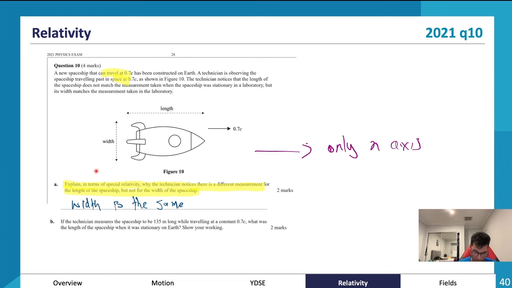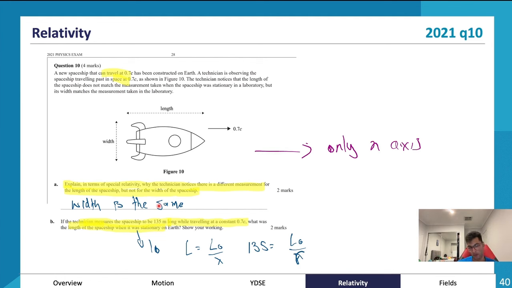The second question is asking, if the person on the spaceship measures the length to be 135 meters, what is the length when it is stationary? So when it's stationary, that should be keywords for L0. We know the length L is equal to L0 divided by gamma. We know the length, 135, is equal to L0 divided by gamma.